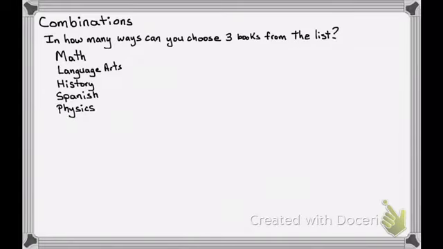Math, language arts, history, Spanish, and physics. So you've got 5 books. School has shut down. It was Friday. You're frantically trying to grab stuff. You only have room for 3 in your backpack, and these 5 are sitting in your locker. How many different ways could you choose those 3 books?